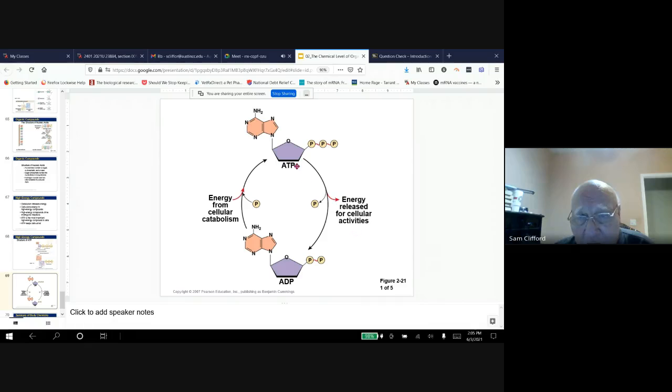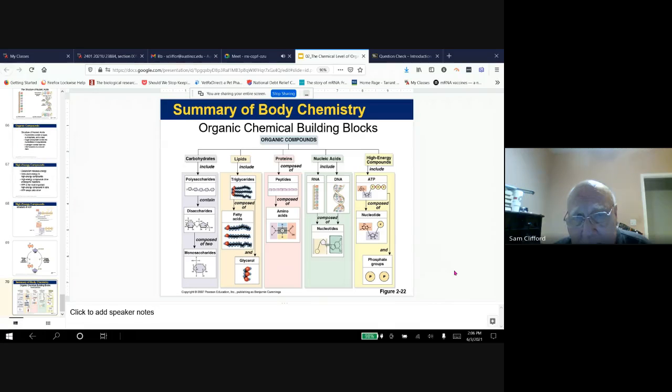The cycle goes from ATP, phosphate is released, and you form ADP, and that energy is used for all of the chemical reactions in the body that need chemical energy. Study that, and that's the end.